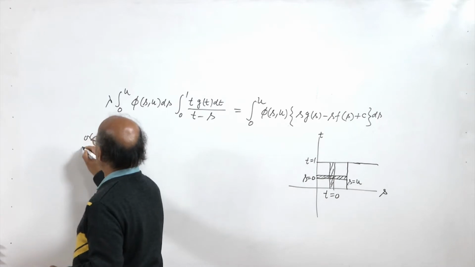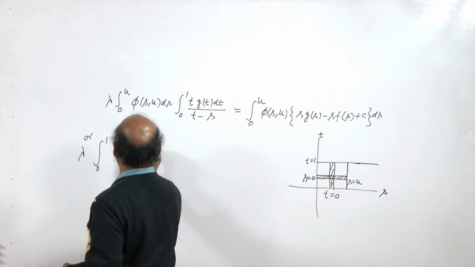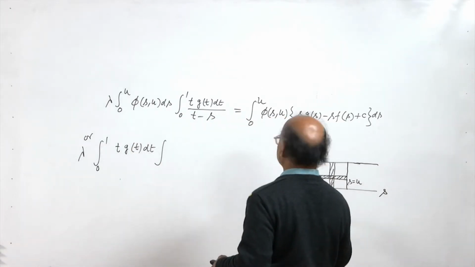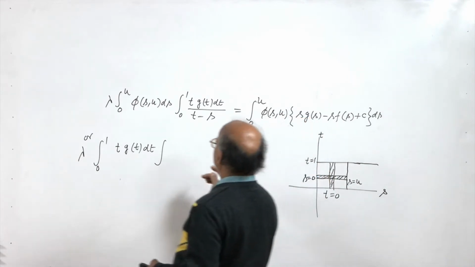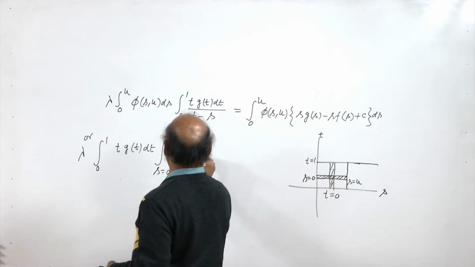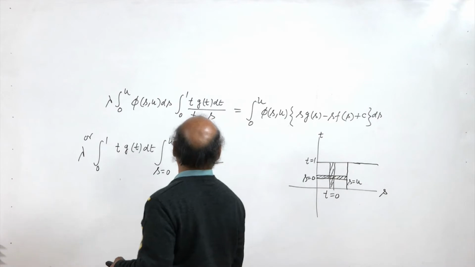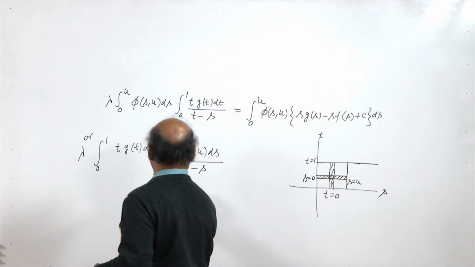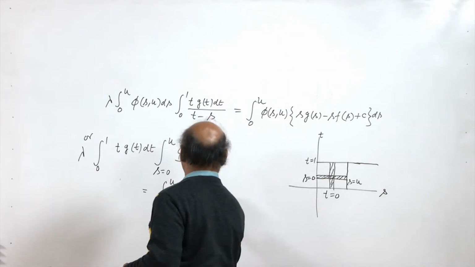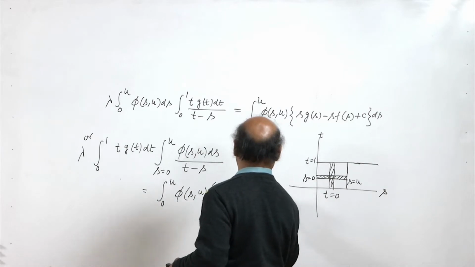So, we will have r lambda times integral 0 to 1 t g(t) dt, integral where t varies from 0 to 1 and s varies from 0 to u, phi(s, u) ds divided by t minus s, equal to integral 0 to u phi(s, u) [s g(s) minus s f(s) plus c].